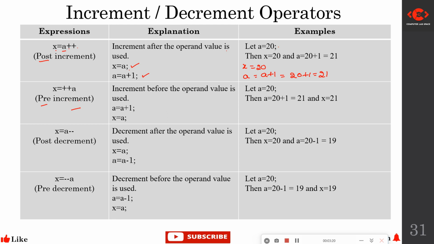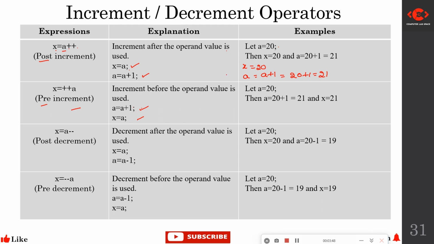Similarly, pre-increment. Pre-increment means before the operand value is used, we increase the value of the variable by 1. Later, it is used. First we increase the value, and later it is used. According to the explanation I have mentioned here, a is equal to a plus 1. That means it is going to increase the value first, then it is used or assigned to a variable.